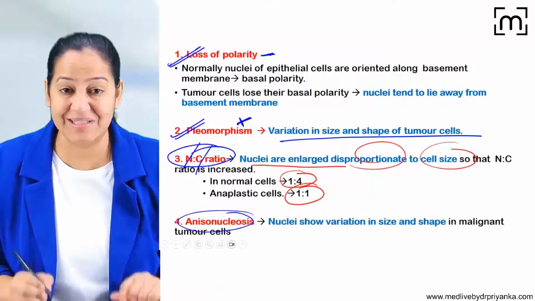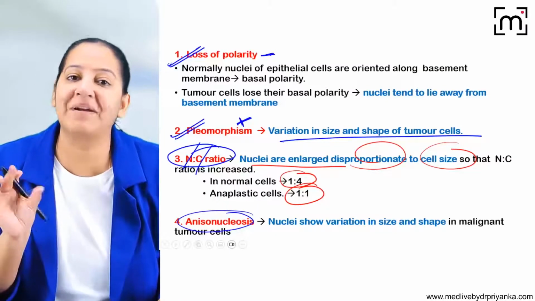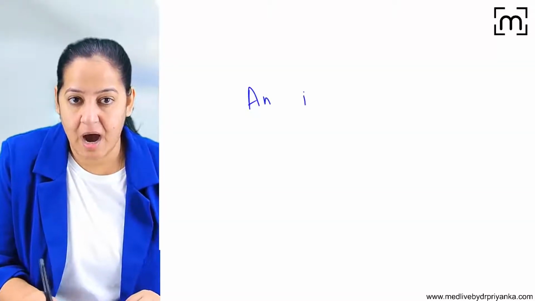Okay. Now the next thing is the anisonucleosis. What is anisonucleosis? It's looking complicated. Whenever in pathology anything is complicated, split the term. The basic funda, split the term, you will get the meaning. So anisonucleosis.